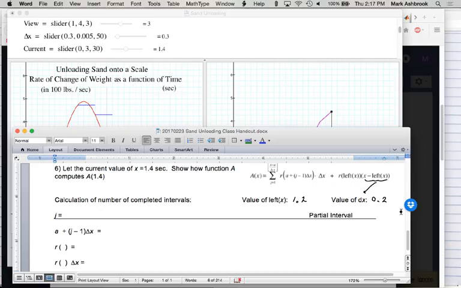When x is 1.4, how many completed intervals do we have, right? We've gone through some number of completed intervals, and we're in a current interval. How many completed intervals?